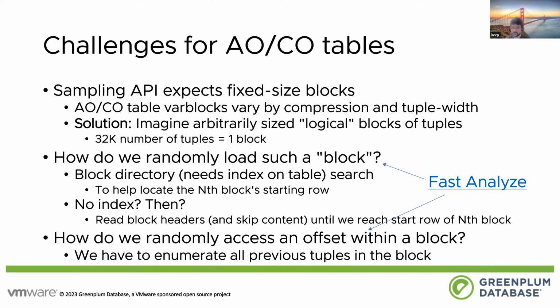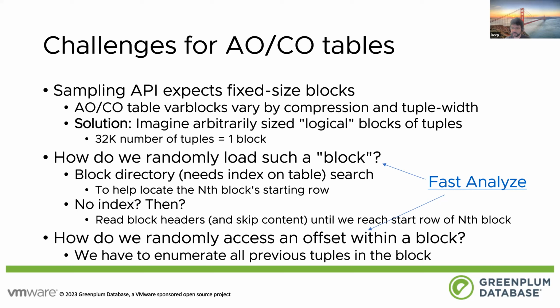And the third challenge is once you have this block, how do you randomly access an offset within that block? Now, in heap tables, it's very easy to say, okay, block 5, give me the 10th row from that block, because it's just as easy as indexing into the item pointer array, right? No such thing for append optimized tables. You'd have to go through all the tuples before you get there. But again, all of this is abstracted out.